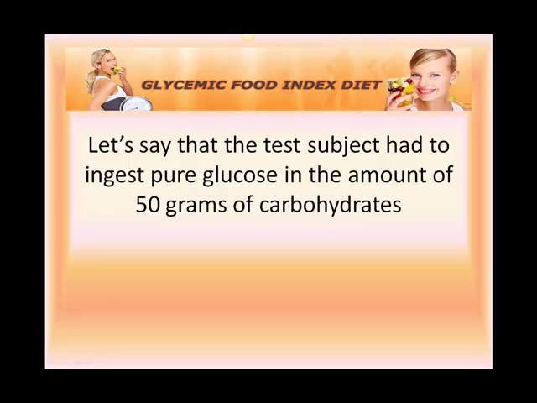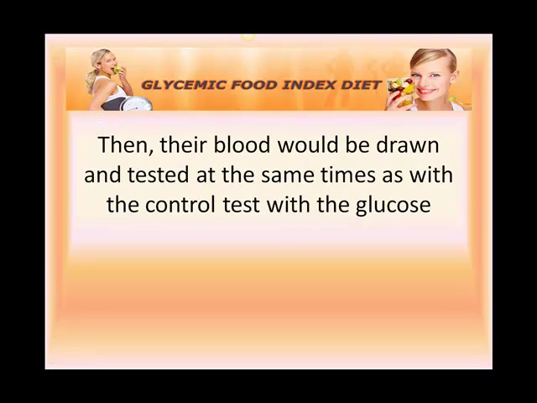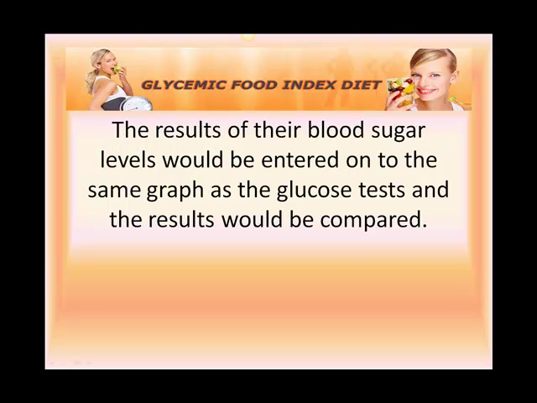Let's say that the test subject had to ingest pure glucose in the amount of 50 grams of carbohydrates. If the food item being tested were a banana, the test subject would eat the equivalent of 50 grams of carbohydrates in the banana. Then their blood would be drawn and tested at the same times as with the control test with the glucose. The results of their blood sugar levels would be entered onto the same graph as the glucose tests, and the results would be compared.